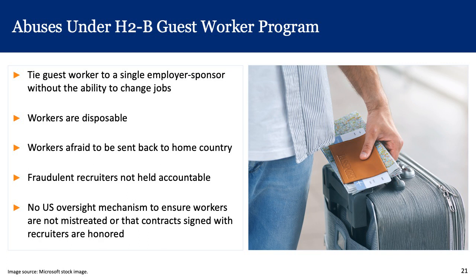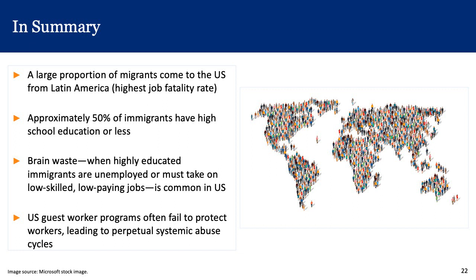Additionally, fraudulent recruiters are often unaccountable for their actions because recruiters often misrepresent the terms and conditions of employment opportunities in the United States. Also, because the U.S. government does not require foreign recruiters to register or to even agree to follow U.S. law, in essence, there is nothing promoting non-fraudulent behaviors. Lastly, there is no U.S. government oversight mechanism to ensure that guest workers are not abused after they arrive in the United States, or that the contracts that workers sign with recruiters are honored after the workers are here and under the control of their employer sponsors.